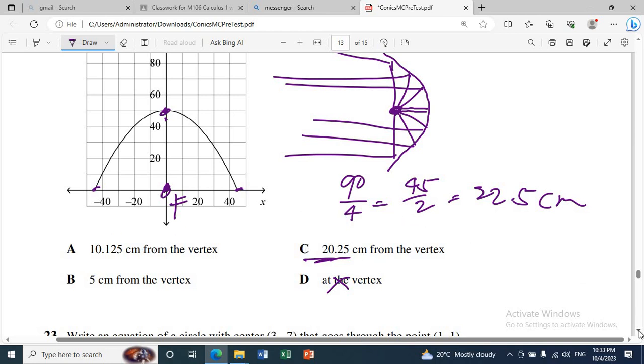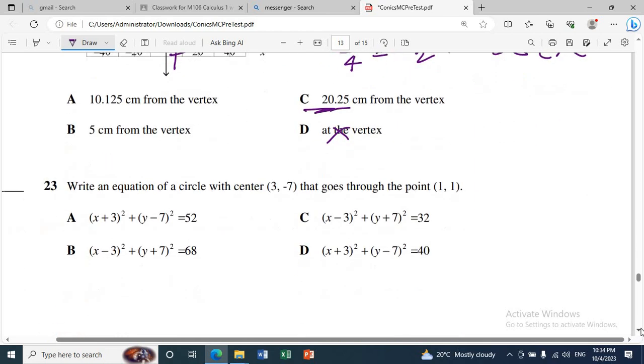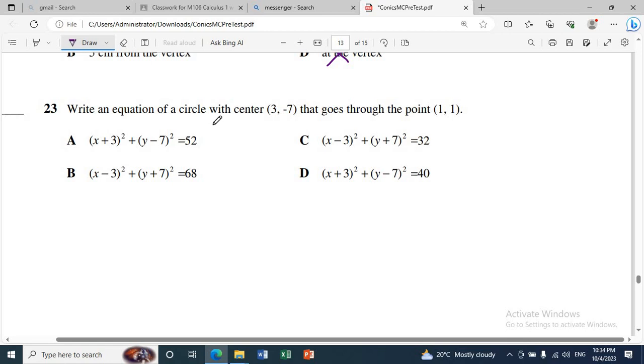Number 20, 22. Next item, 23. Write an equation of a circle with center 3, negative 7. So this is it, 3, negative 7. The other one is wrong. This one is correct. However, the radius is from the center 3, negative 7 to the point on the circle, 1, 1.